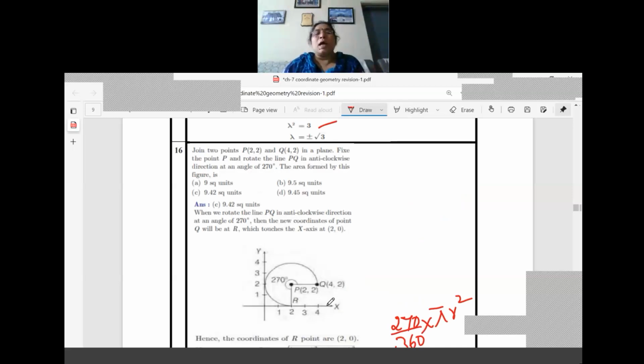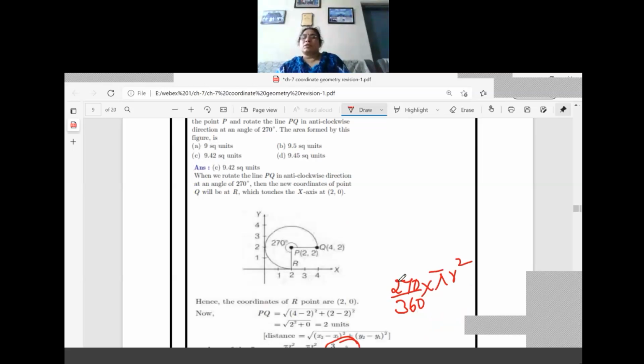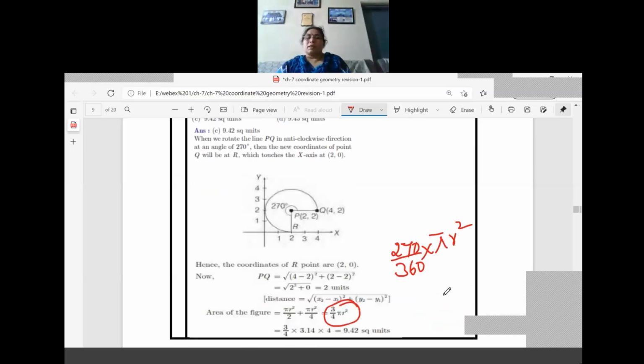P(2, 2) and Q(4, 2) are rotated 270 degrees in the anti-clockwise direction. The diagram is given to you. Now what is the area? The area means it is the sector PQR only, with the center P(2, 2). So what is the rule for a sector? 270 by 360 into pi r square we can write. That is why 3 by 4 pi r square is what we get.